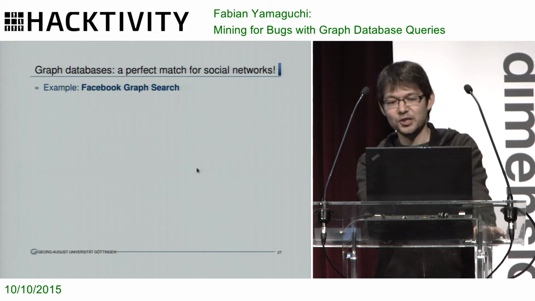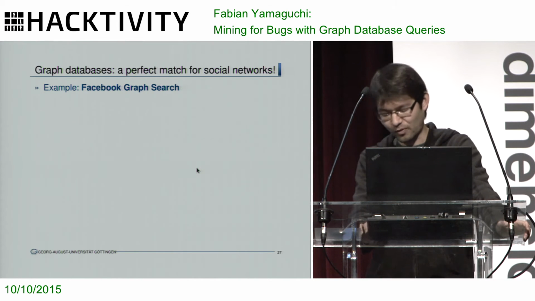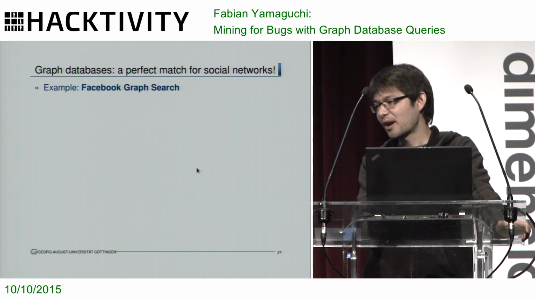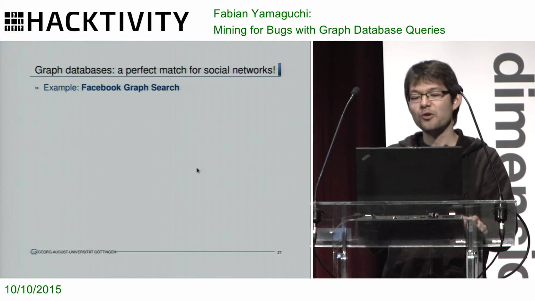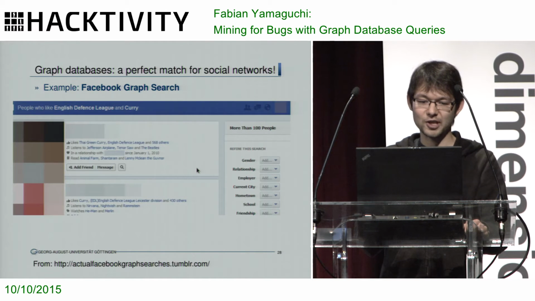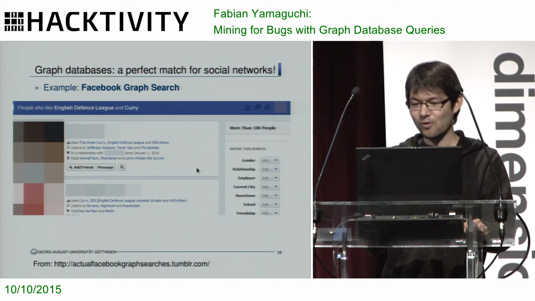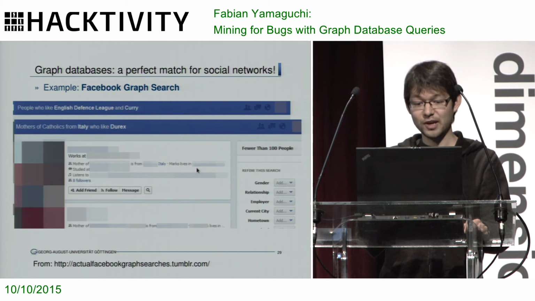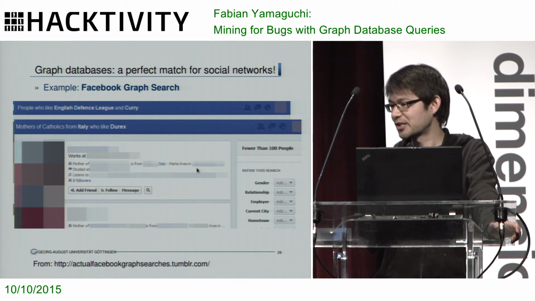So initially this stuff was created mainly for social networks, right? So graph databases, I think one of the events where they became publicly more known was when Facebook introduced their graph search, and they allowed you to look for all sorts of fun social things. So for example, you could look for people who like English Defense League and curry, or you could look for mothers of Catholics from Italy who like Durex, right? And those were the kind of examples that got a broader attention.